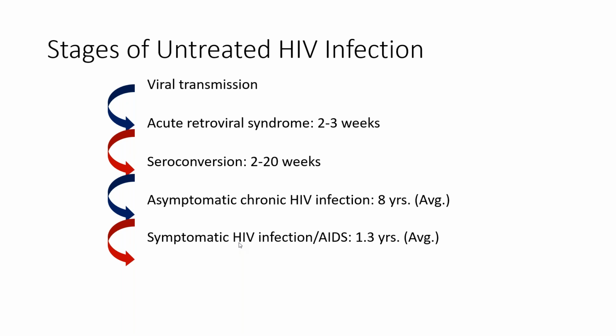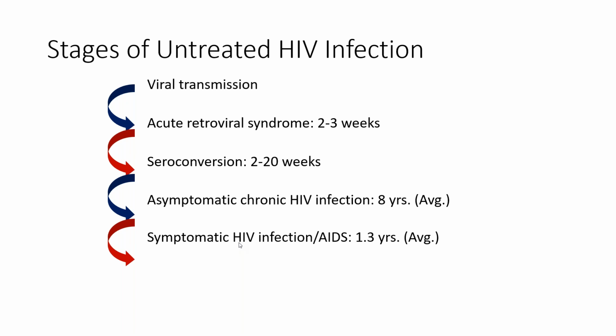And if untreated, this period from symptomatic HIV infection to a more late phase, which is called AIDS, happens in about 1 to 1.3 years. So if not treated within this period of time when the patient starts manifesting clinical symptoms, HIV will progress to AIDS. And these patients, if untreated with AIDS or acquired immune deficiency syndrome, will die. So untreated HIV infection is fatal.